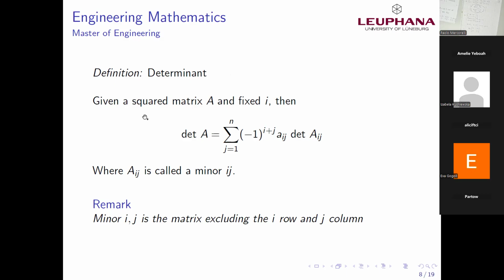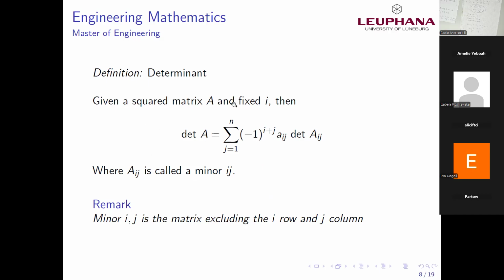Minor is basically written here: minor IJ. We can see that the minor is in a matrix. It is characterized by IJ, and is the matrix excluding the I row and J column. Nevertheless, this does not clarify the definition. I don't know if you have seen the definition. Probably you didn't see this definition before. At this moment, don't care about the definition, but it is related to the minor.